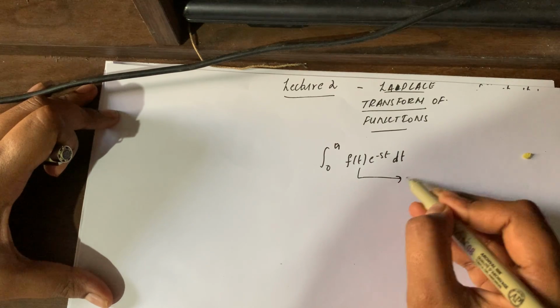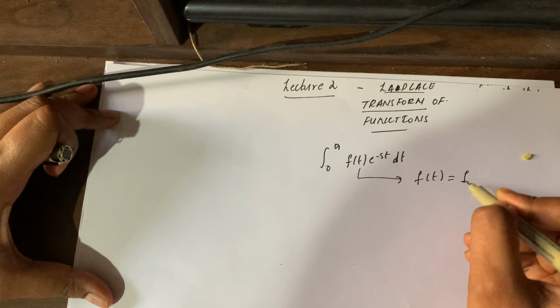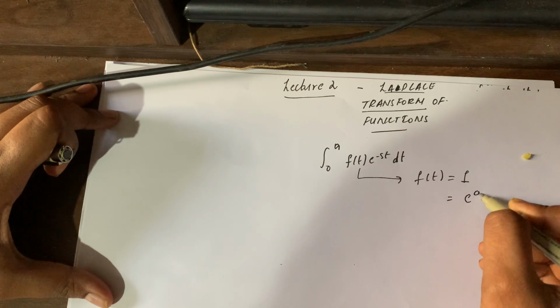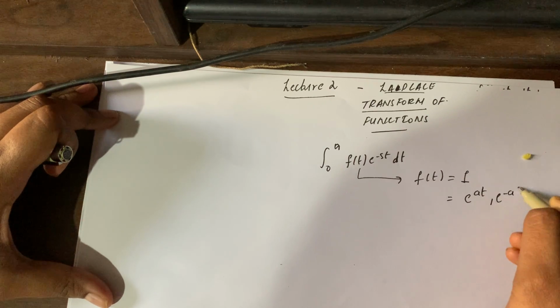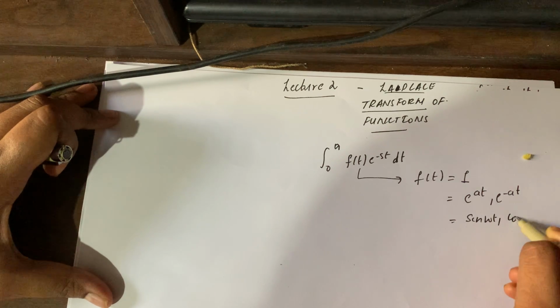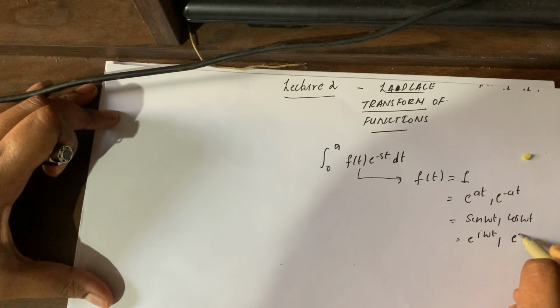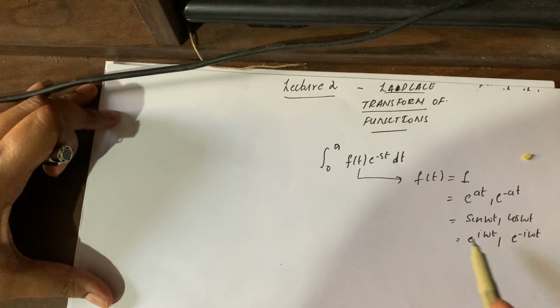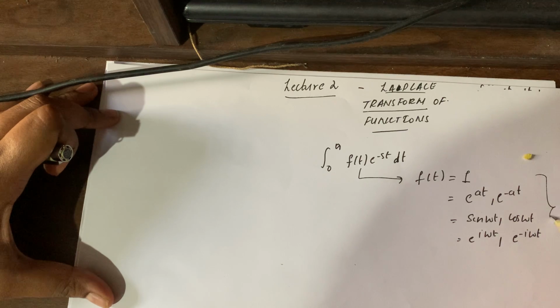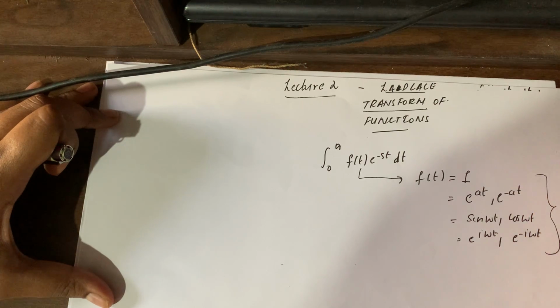So now we will actually substitute f of t as 1, e to the power of at, e to the power of minus at, sine omega t, cos omega t, e to the power of i omega t, e to the power of minus i omega t. So we'll try to find the Laplace transform of these common functions that we actually come across mostly. And this is very important because most of your signals are based off these functions.